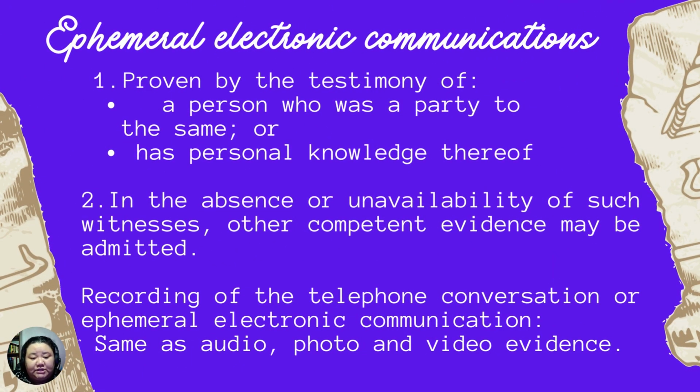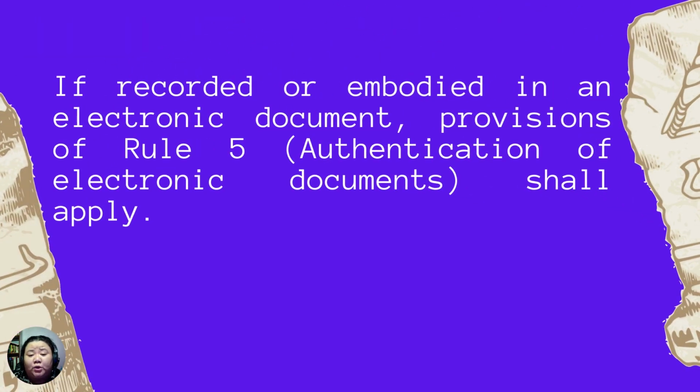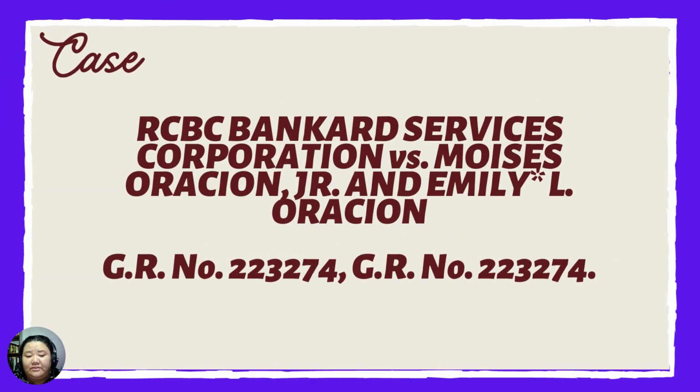Ephemeral electronic communications are proven by the testimony of a person who was a party to the same or has personal knowledge thereof. In the absence or unavailability of such witnesses, other competent evidence may be admitted. Recording of the telephone conversation or ephemeral electronic communication is the same as audio, photo, and video evidence. If recorded or embodied in an electronic document, provisions of Rule 5, which is the authentication of electronic documents, shall apply. Let's check out this case.